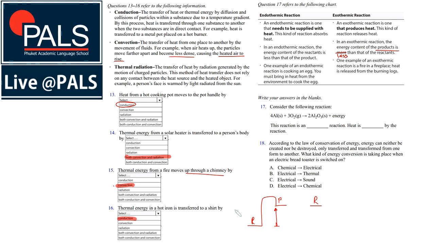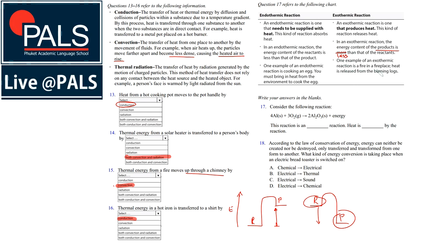The reactants, we're talking about energy here. This is our axis. The reactants have more energy, and when the reaction takes place, the products will end up with less energy, and the difference in energy is released to the surroundings. So in an exothermic reaction, the energy content stored in the products is less than the energy content in the reactants. So there's a mistake here.